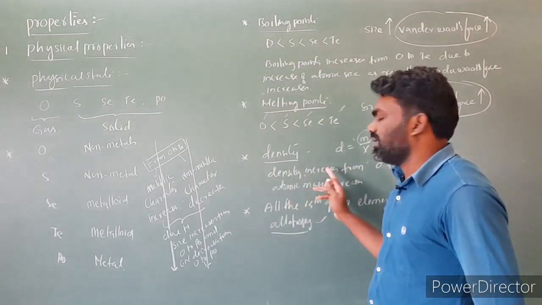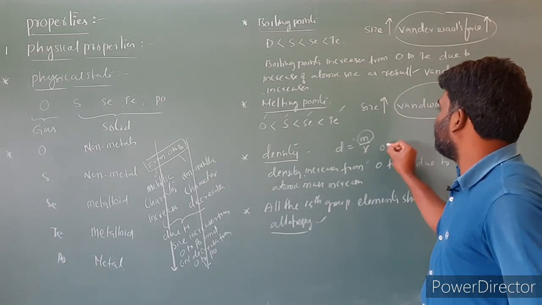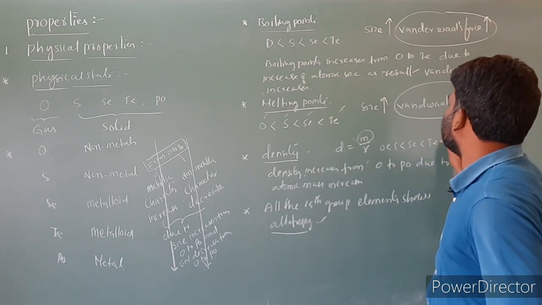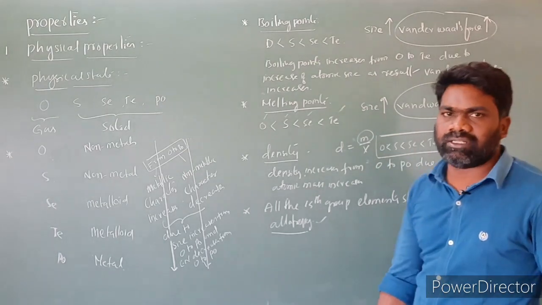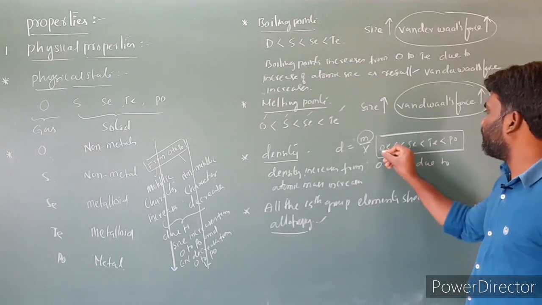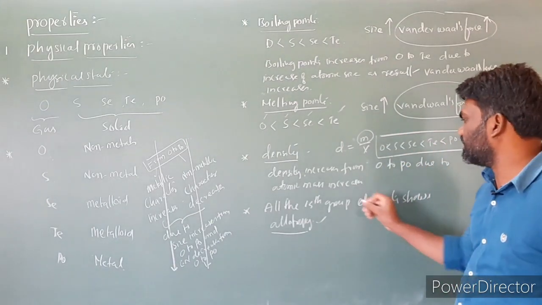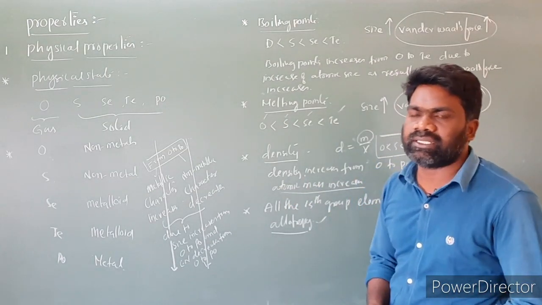Next, density increases from top to bottom. The order of density is oxygen is less than sulfur, is less than selenium, is less than tellurium, is less than polonium. So this is the order of densities of these elements. While moving from top to bottom, from oxygen to polonium, densities increase because of increasing atomic mass. Atomic mass increases, density rises.